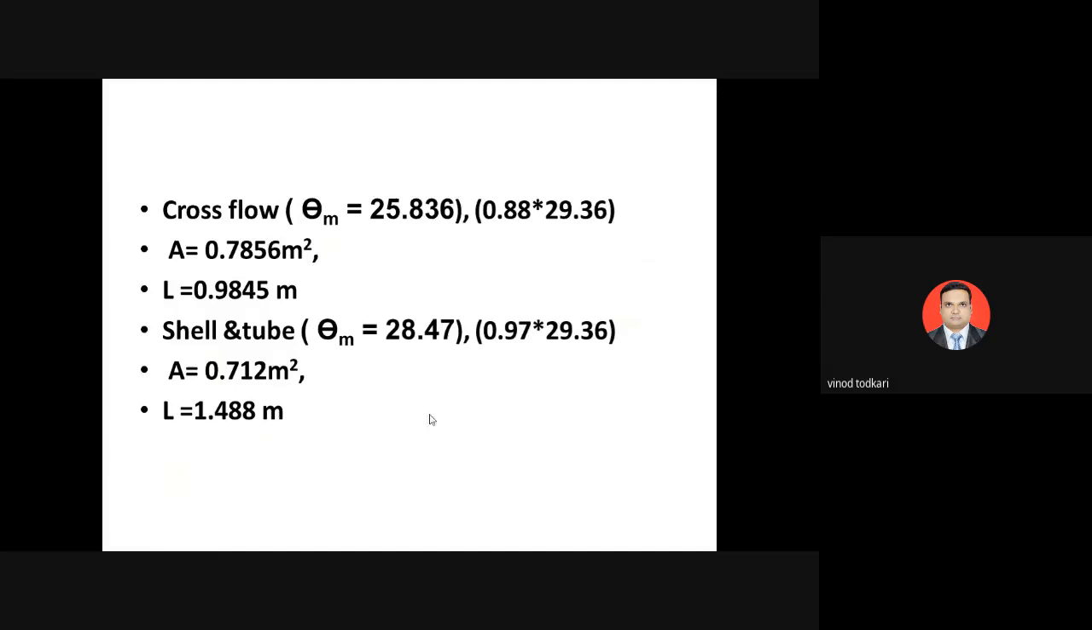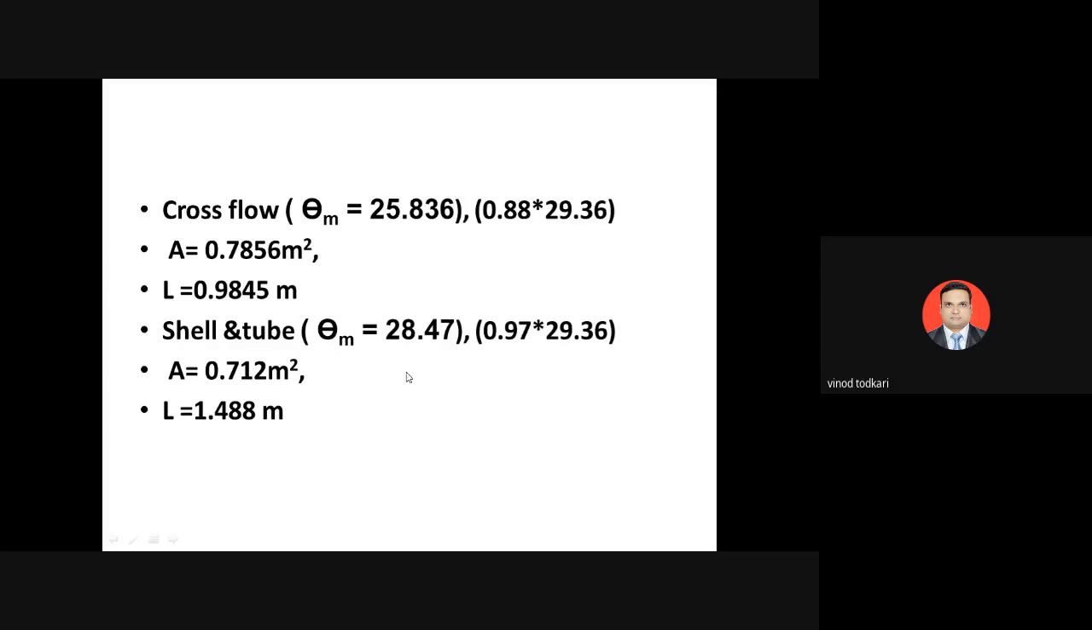Okay. Now, how do we calculate theta m for a shell and tube heat exchanger? The formula is theta m for shell and tube heat exchanger is equal to correction factor into theta m for counterflow heat exchanger. We have calculated theta m for counterflow, which worked out to be 29.36. If we multiply that by the correction factor, we'll get theta m for the shell and tube heat exchanger. So in this case, you will get theta m as 28.47. What will be the next step? The next step is to calculate area, right?